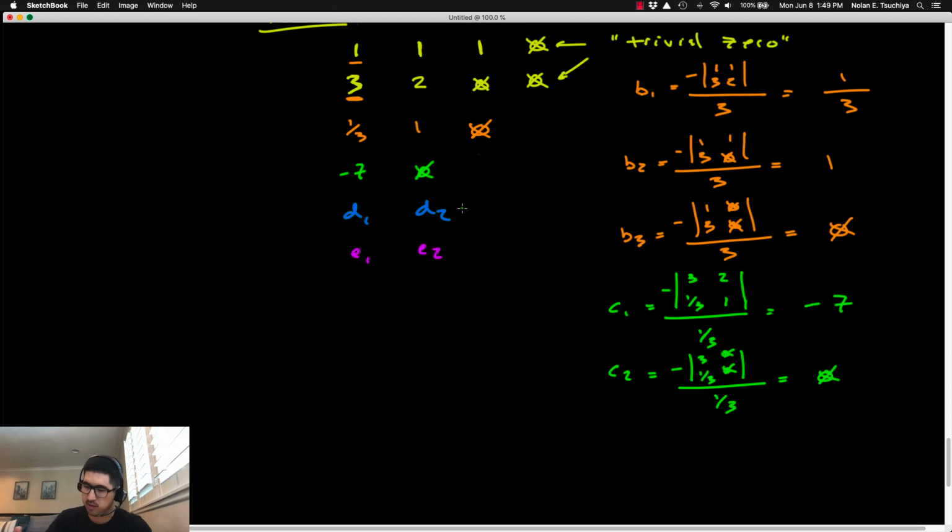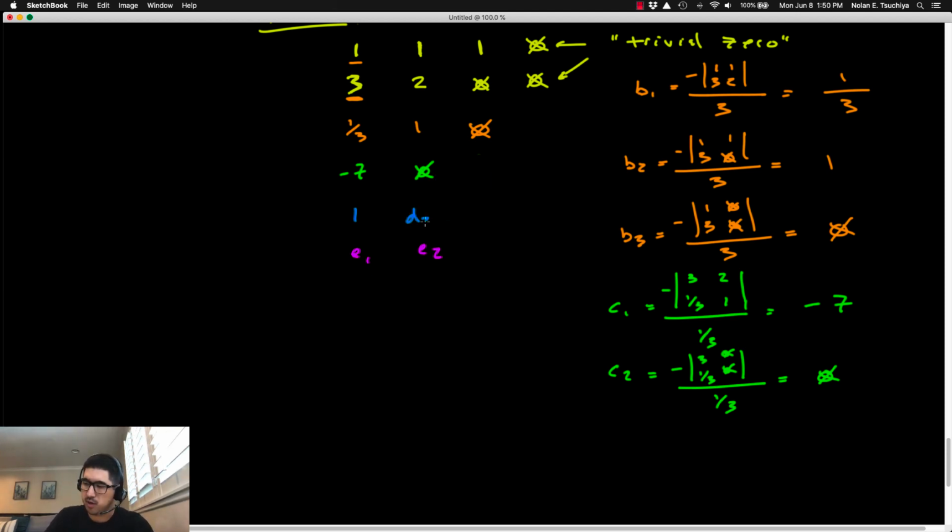D1 works out to be, skipping ahead a little bit here, but for D1, you can see that the 2 by 2 matrix for D1 is here. That has one trivial zero in it, so you're actually going to treat that as a zero, and you're going to go ahead and compute the value, and D1 works out to be a value of 1.